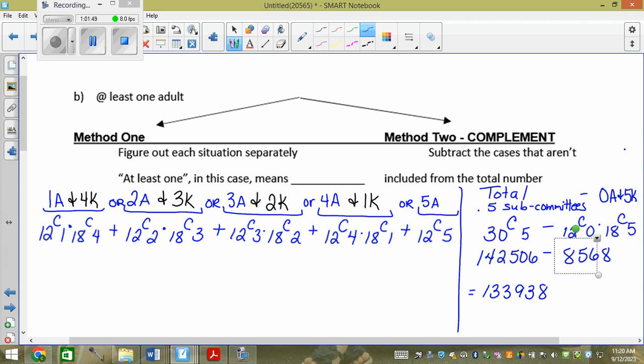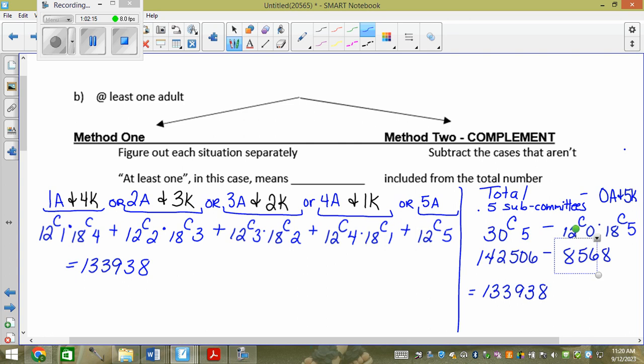Now if I add up all the cases that do fit, I get the exact same answer. So which one's more correct when they're the exact same answer? They're the exact same answer. Both of them are equally as correct as the other one, right? Which one should you do? The one that gives you the right answer.